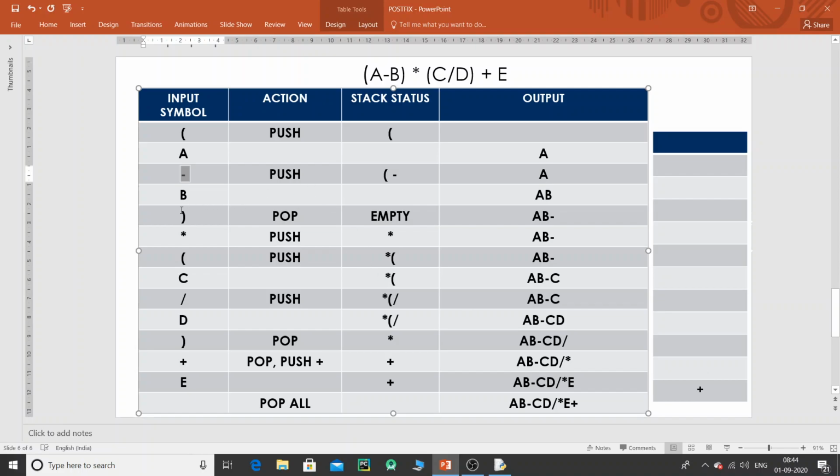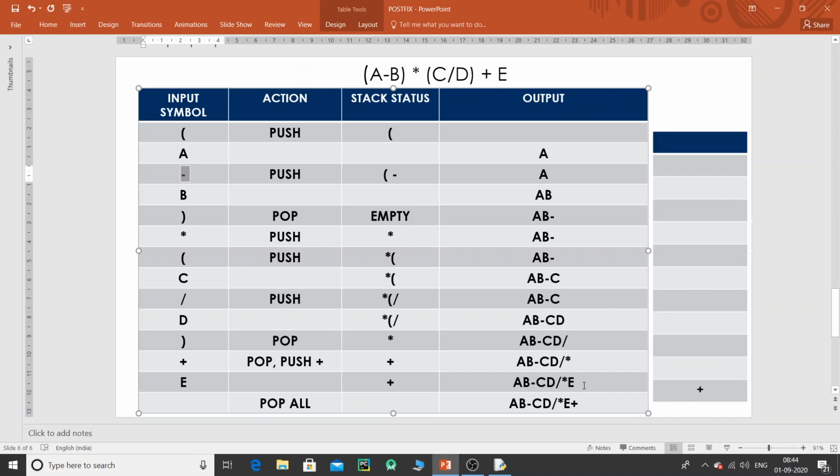Then if we encounter a closing bracket, we are going to perform the pop operation till the opening bracket, and the opening bracket we do not have to write to the output expression, rest everything goes into the output expression. So these are certain rules that you have to follow.